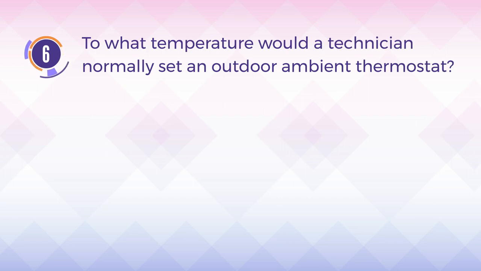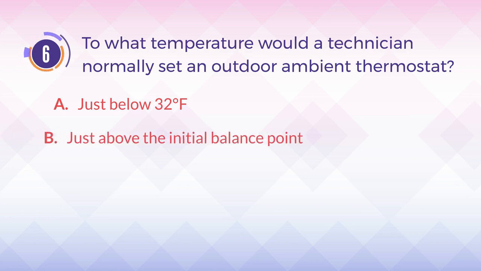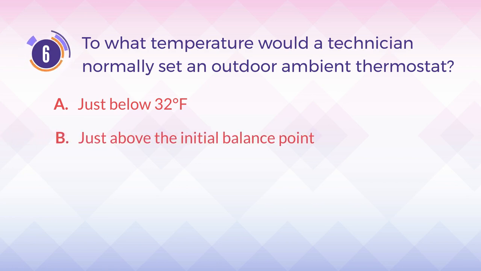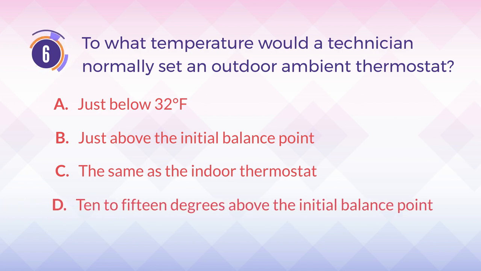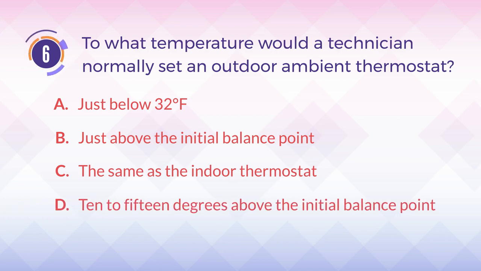Number 6. To what temperature would a technician normally set an outdoor ambient thermostat? A. Just below 32 degrees Fahrenheit. B. Just above the initial balance point. C. The same as the indoor thermostat. D. 10 to 15 degrees above the initial balance point.